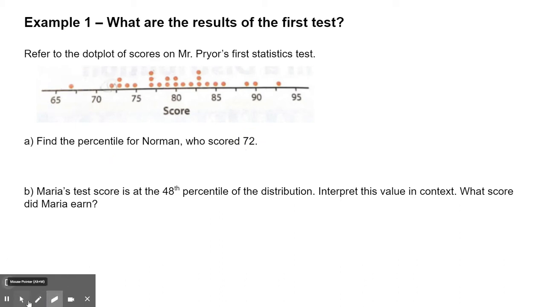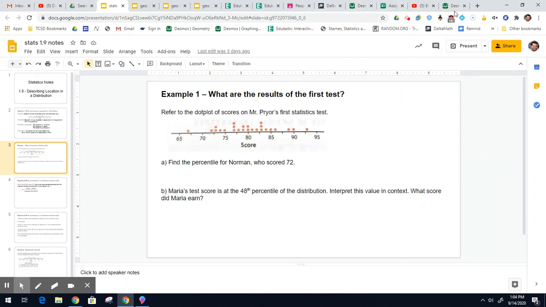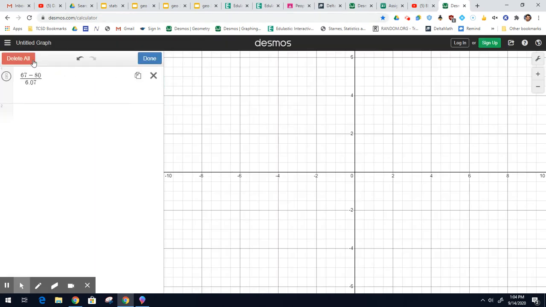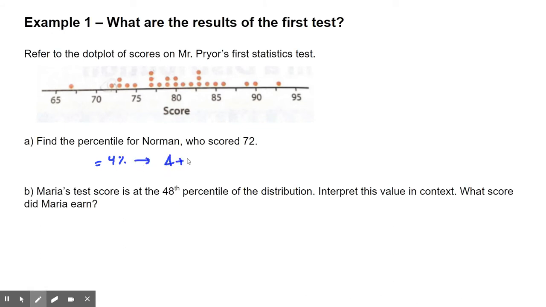Let's go to the Desmos graphing calculator. We're looking for 1 divided by 25 times 100. And that's 4. That is your percent, 4%. So back here, that equaled 4%, which means that Norman is at the 4th percentile. Which means he scored higher than 4% of his classmates. I think Norman has a little bit more studying to do next time, right?